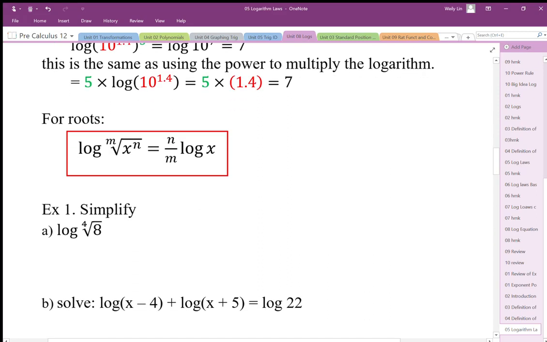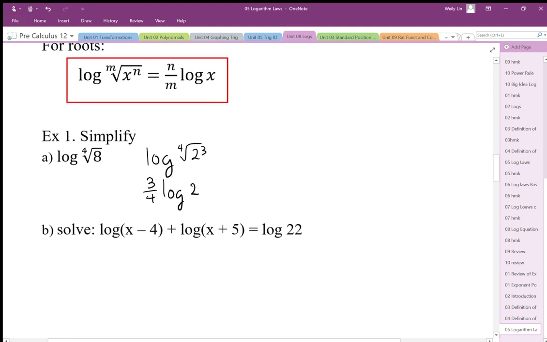This one here is just a convenient way to split up roots. Roots are going to be fractional exponents or divide, and powers are going to be in the numerator, right? This is going to be an exponent here. This is going to be a root here. Okay, so this is a power here, root here. So if I want to simplify this, I can write this as log 4th root 2 cubed. And I can write this as 3 over 4 log 2. Okay, so that would be an equivalent expression.